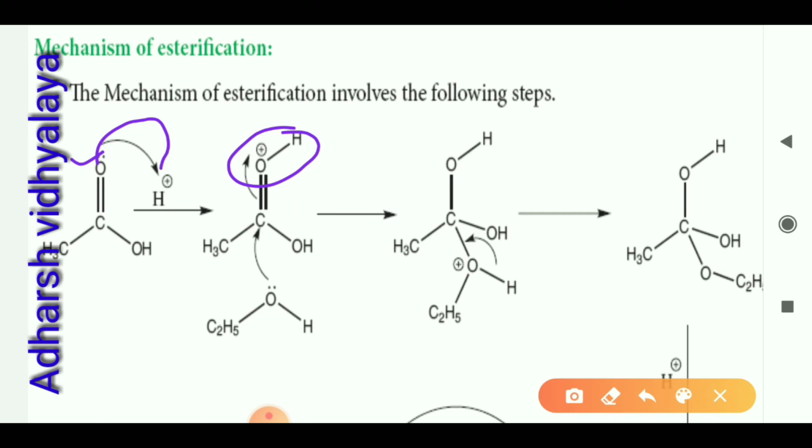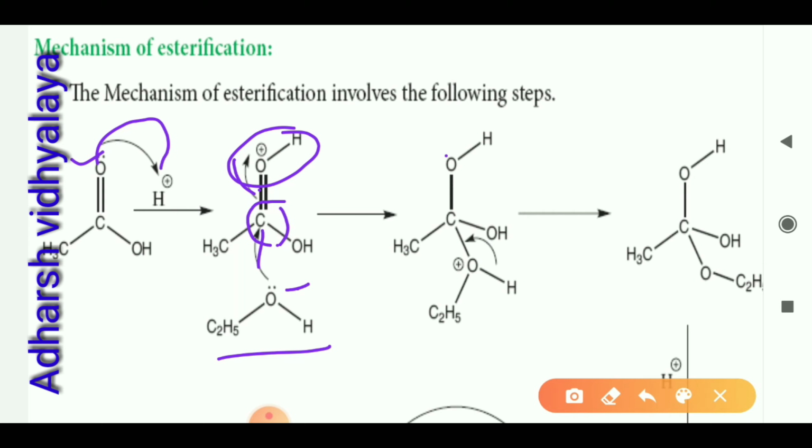This first step is protonation. Second step is nucleophilic attack. Here ethyl alcohol acts as a nucleophile. In ethyl alcohol, the lone pair of electrons on the oxygen atom attacks this carbonyl carbon. So the electron density increases around this carbon. The pi bond shifts towards this electron deficient oxygen, so there is a loss of positive charge around this oxygen.